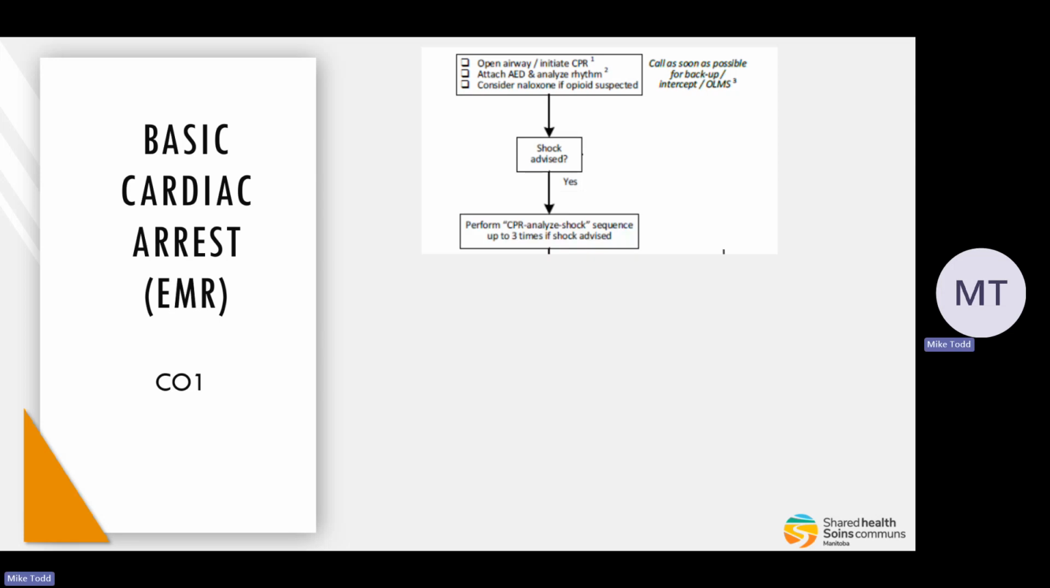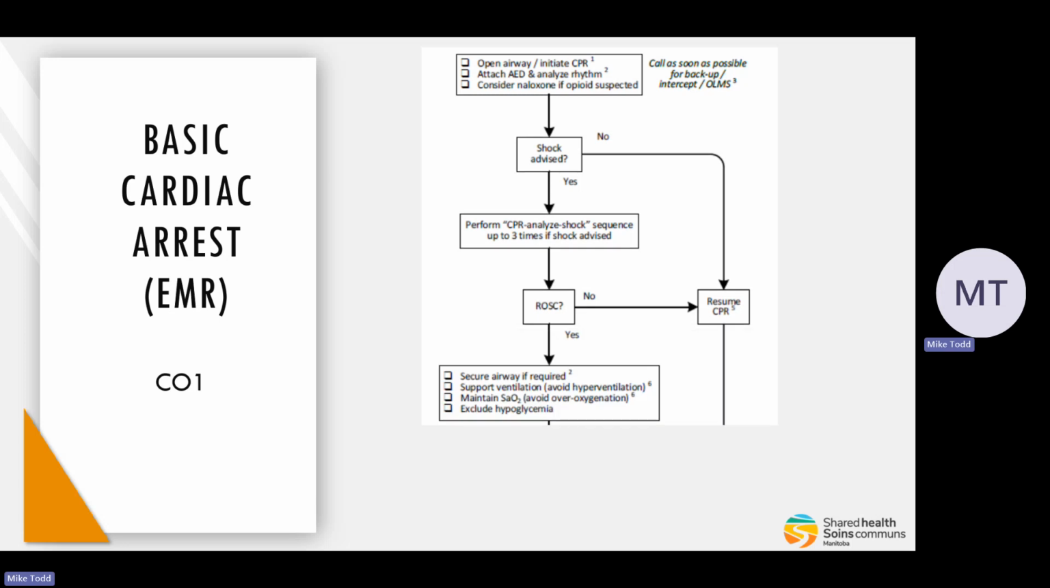Is the shock advised? And if it is yes, we're going to perform CPR, analyze, shock. So with that, we're going to do it up to 3 times. Do we get ROSC? If the answer is no, then we're going to resume CPR. Or if the rhythm is not shockable, we're going to resume CPR. If we do get ROSC, if we haven't already, we'd ideally like to secure the airway. So as EMRs cannot use iGels, we're just going to use an OPA and BVM to support oxygenation, ideally an OPA at this point, and secure it and start ventilation and maintain SATs within the normal ranges.